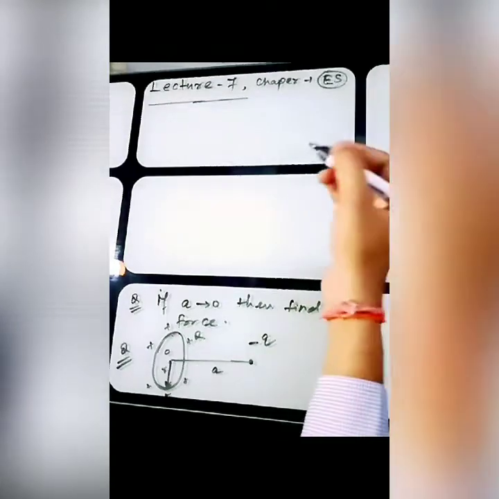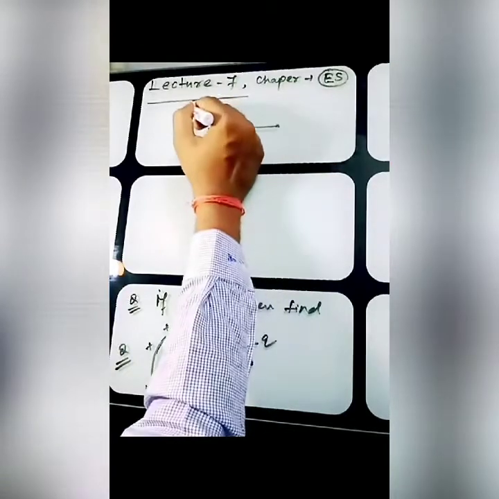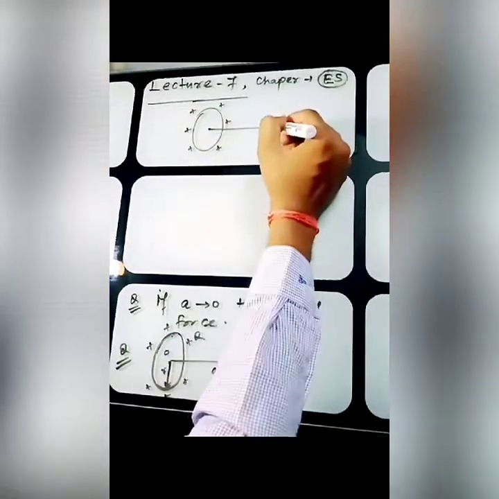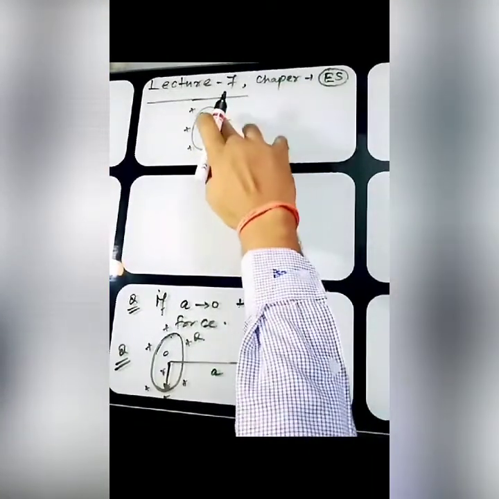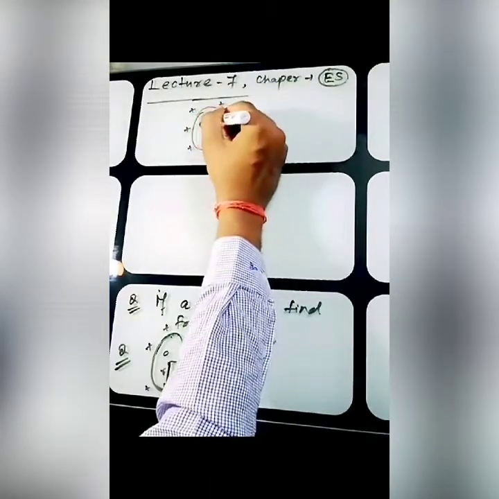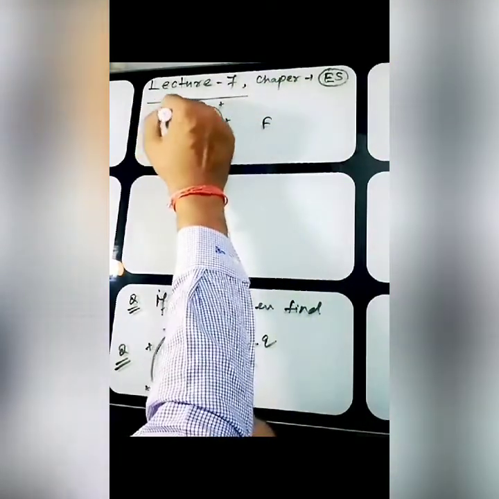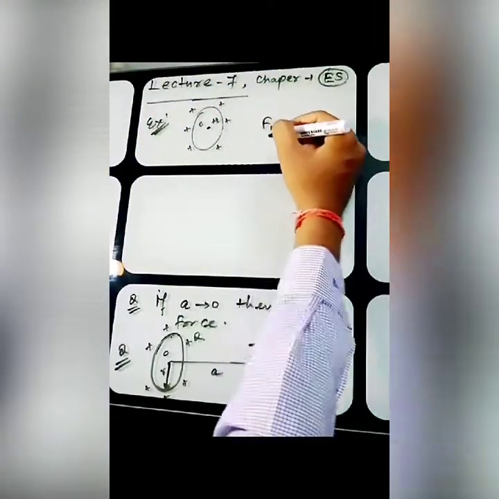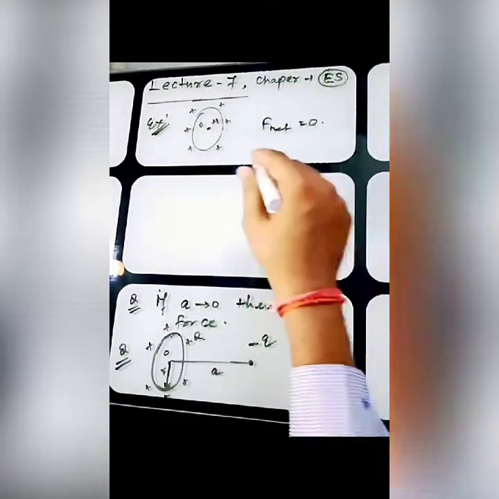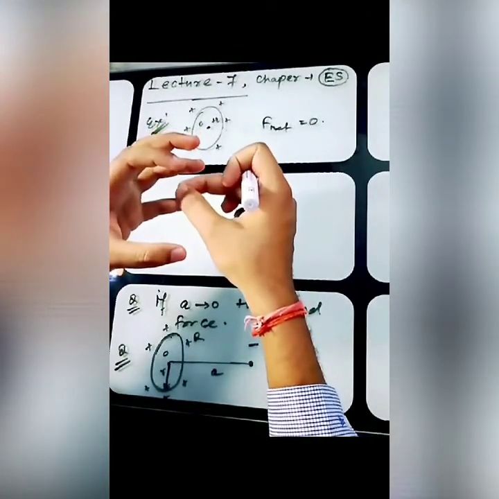Suppose, student, this ring is charged with a positive charge, and a positive charge is placed at the center. Of course, at this point F net will be, this is the example, F net will be how much? F net will be 0. Now what will happen? At the center, the charge is placed and it experiences net force 0.